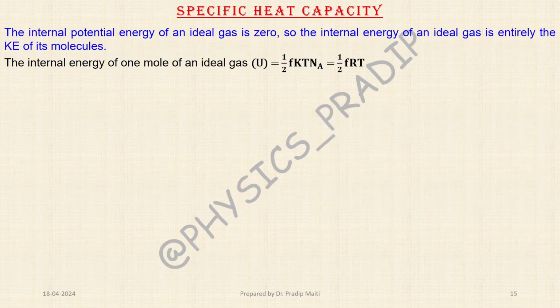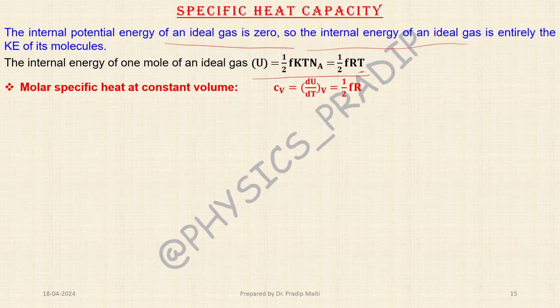Now the specific heat capacity. Specific heat capacity is defined as the heat required per unit mass of a gas, as the internal potential energy of a gas is 0. So the internal energy of a gas is entirely represented by the kinetic energy of the gas molecules. So the internal energy of gas molecules is given by half FRT, where F is the degrees of freedom, R is the universal gas constant, and T is the temperature.